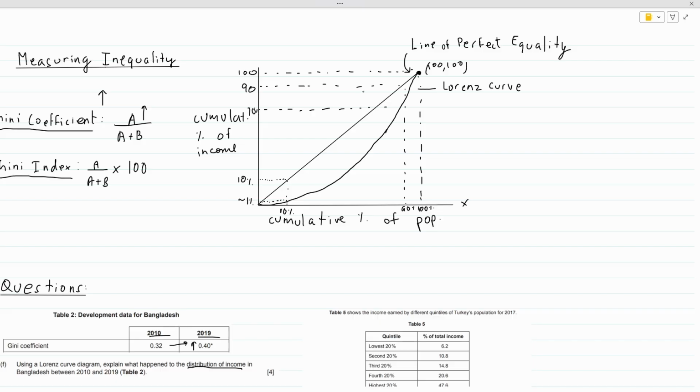So now we see an interesting fact here. So this is the entire population. This is the bottom 90%. So the difference between these two obviously is the top 10% of earners. According to the line of perfect equality, the difference here is about 10%.